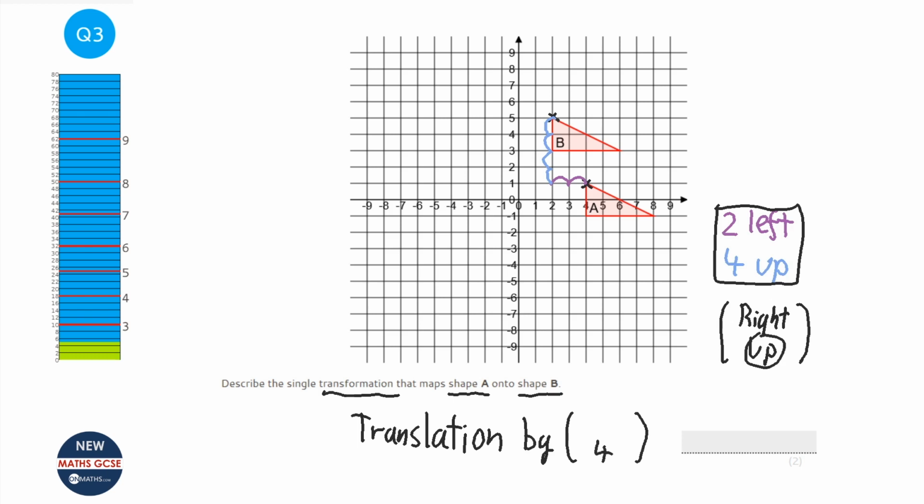Now here's a problem. This is how far right it's gone, but it's gone 2 left. Well, we just simply put -2 right. Now be careful, don't ever put a fraction line between the -2 and 4. It's not a fraction, okay? So don't ever put the fraction line in.